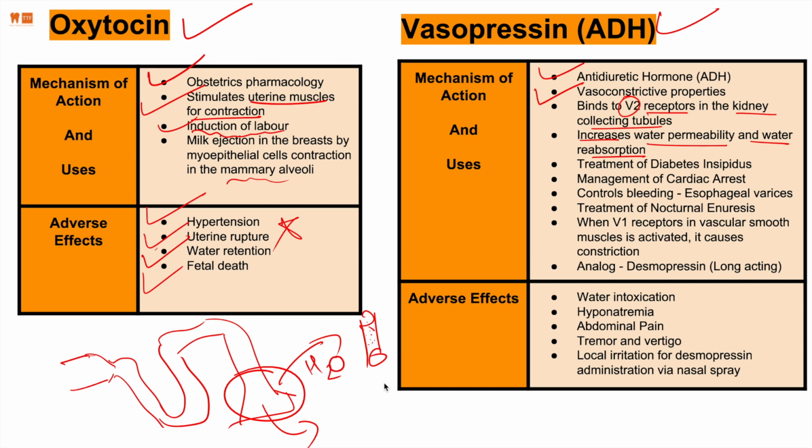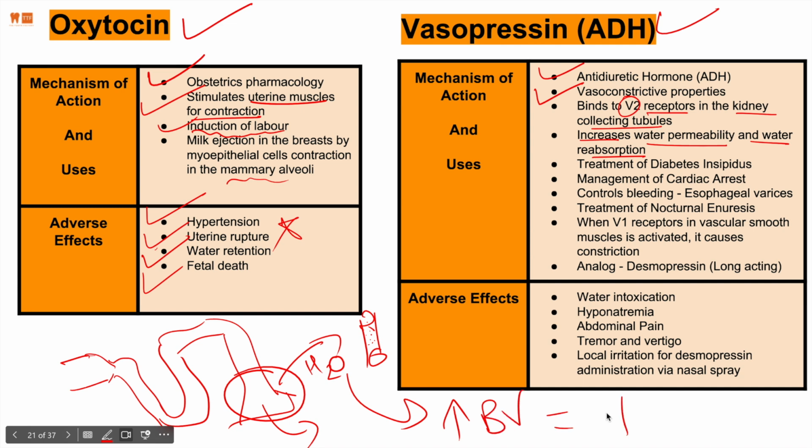Water retention. We know what that does? It increases blood volume. Volume increases blood pressure. Therefore, it is a vasoconstrictive property. Fair enough? And it's also known as antidiuretic, same reason. Diuretic means water leaves in the urine. Antidiuretic means water comes back into the bloodstream.